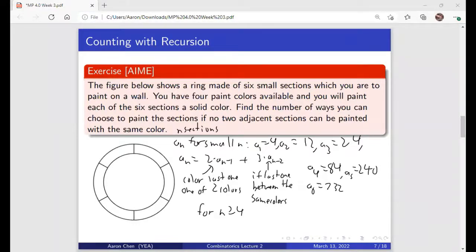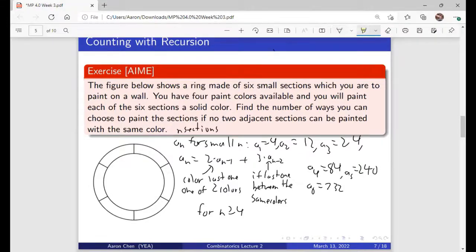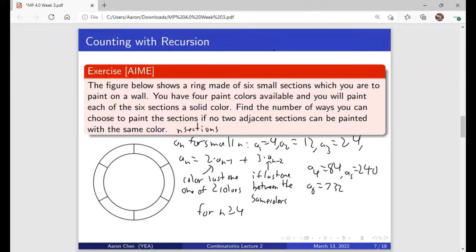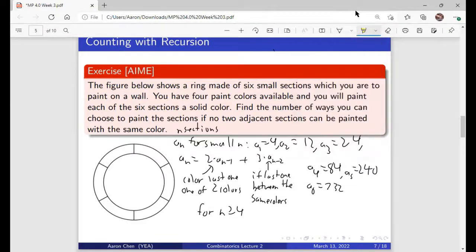All right, so I'll start explaining this problem. The figure below shows a ring made of 6 small sections, and you are going to paint them. Basically, there are 4 possible colors, and each section of the ring will be a solid color. You want to find the number of ways you can paint them if no 2 adjacent sections can be painted with the same color.